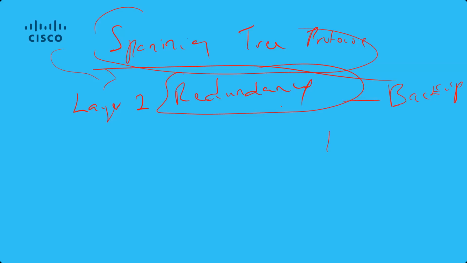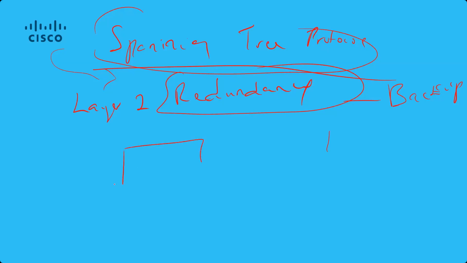How? Do we really need it? You are the one to decide. For some big organizations, they don't have a choice. They need to use spanning tree to achieve layer 2 redundancy. So what do I mean by this layer 2 redundancy? Let me give you an example.